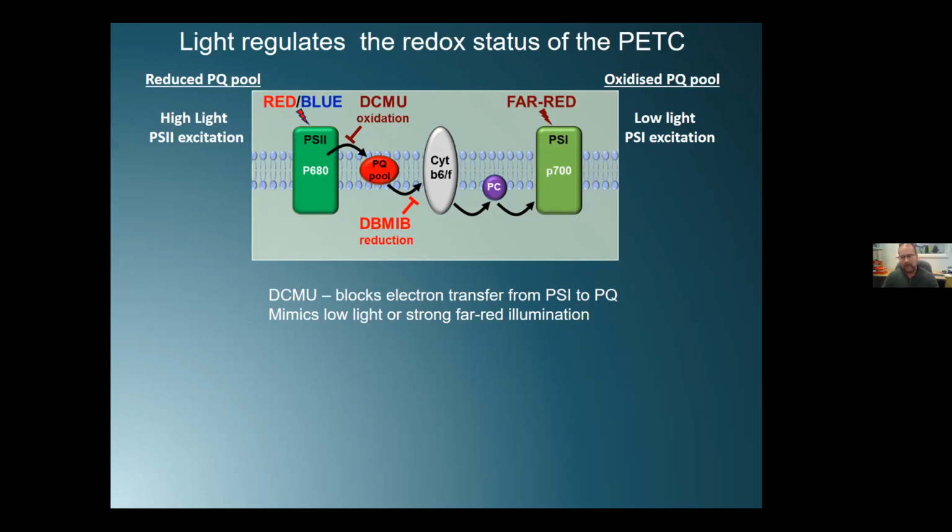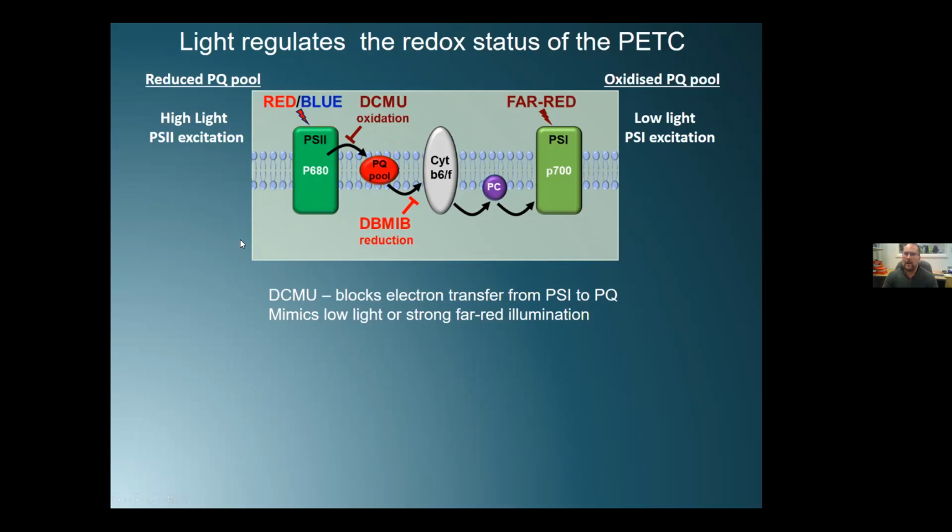And the good thing about this system is that you can use inhibitors to investigate it. And I'm just showing you here, DCMU is a specific inhibitor that blocks electrons from moving from PS2 to plastoquinone. So you can have a high light condition, but by using DCMU, you block the electrons passing onto the plastoquinone pool so it will become oxidized. And that's the same as if you irradiate PS1 with far red light.